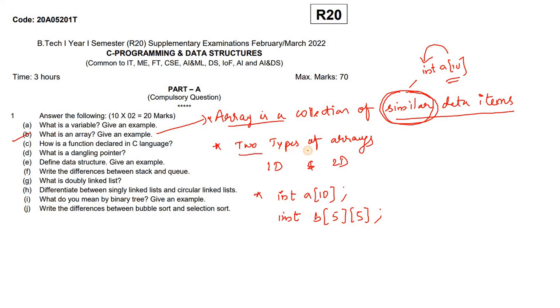For the example, you can also write that there are 2 types of arrays. The first one is a one-dimensional array and the second one is a two-dimensional array. How to declare a one-dimensional array? You write like this, int a of 10. How to declare a two-dimensional array? Write like this, int b of 5, 5. So this is enough for 2 marks.